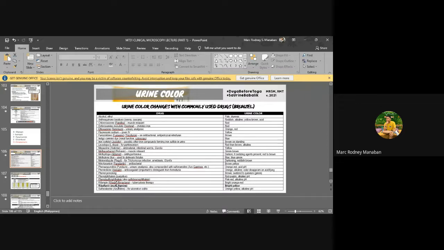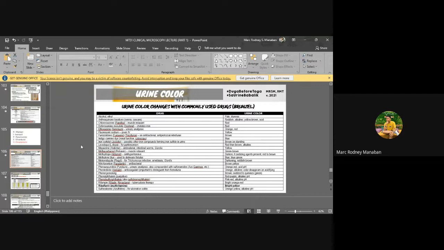Next, you have rifampin, as mentioned: bright orange or red. Riboflavin or multivitamins, dears, take note: bright yellow. When you drink Berocca, I'm sure you experienced that your urine afterward is bright yellow. It's because of the multivitamins found in your Berocca. So these are just commonly used drugs. You don't have to memorize. Again, this is from the Brunzel book.